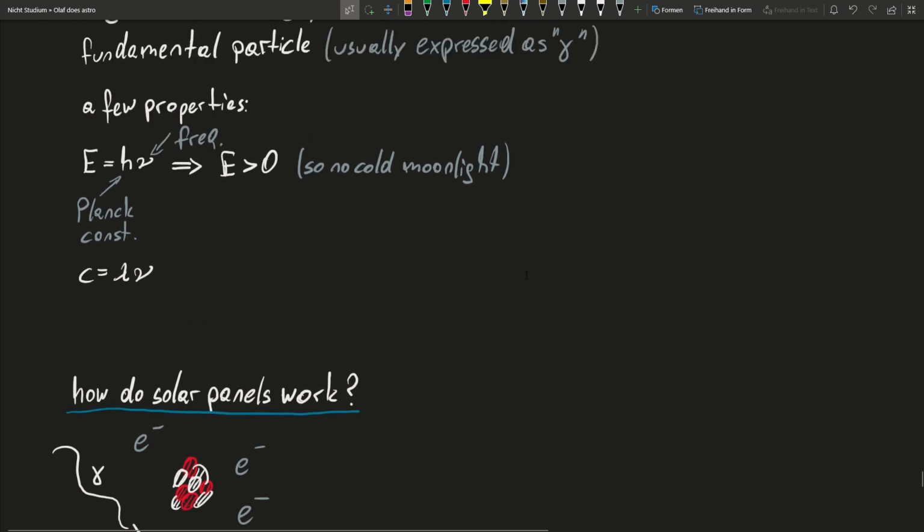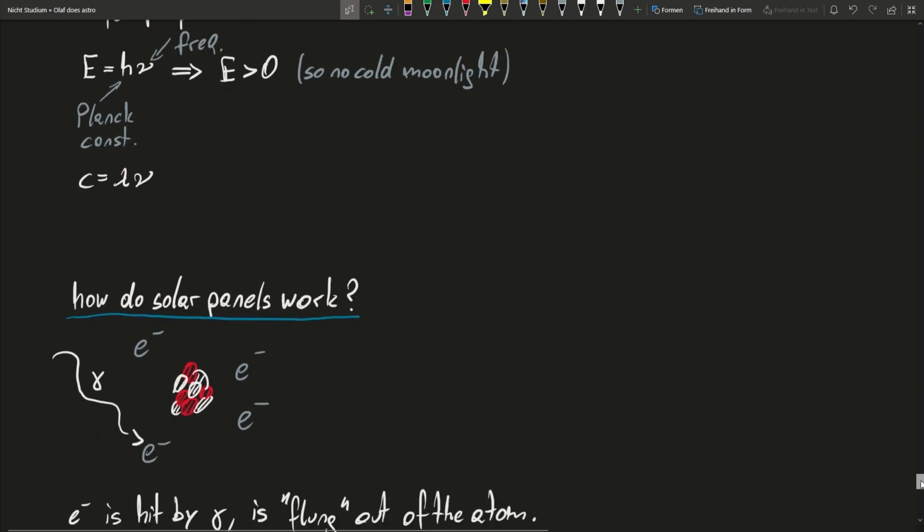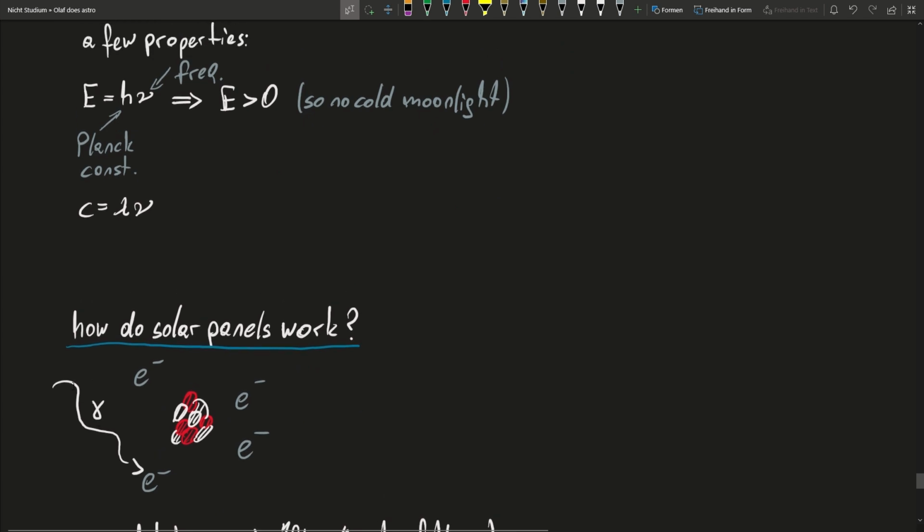Well, in the solar panels, you have a piece of silicon, usually. This silicon, or this grid, if you want, of silicon atoms, obviously has electrons surrounding it. (This is just some atom, not specifically silicon.) And a photon, which is here expressed as gamma, because that's what it is as a fundamental particle, if it hits, the electron gets knocked out of the atom.